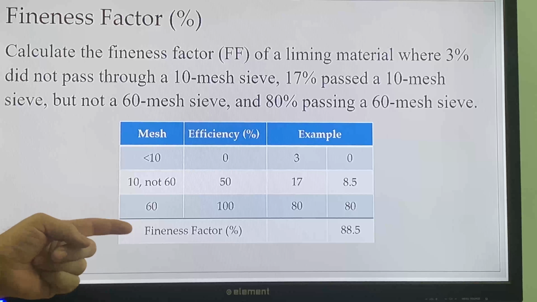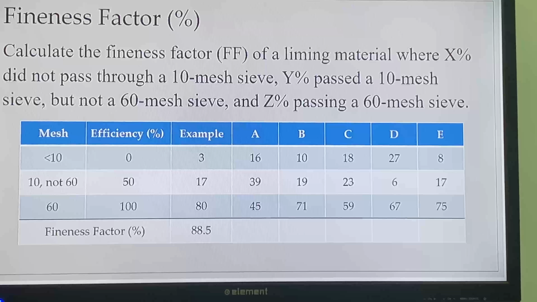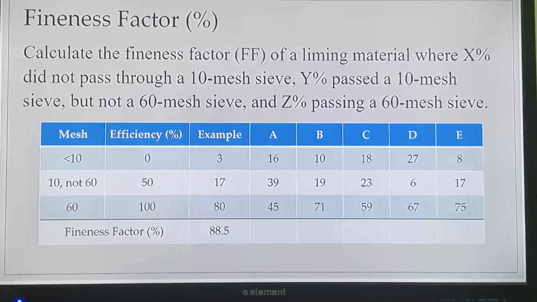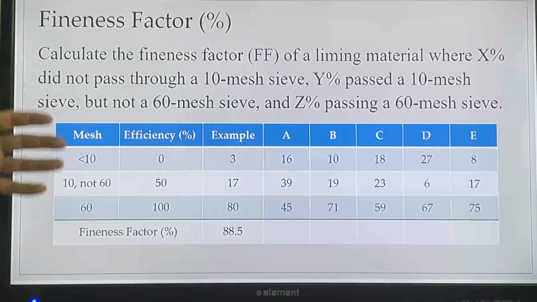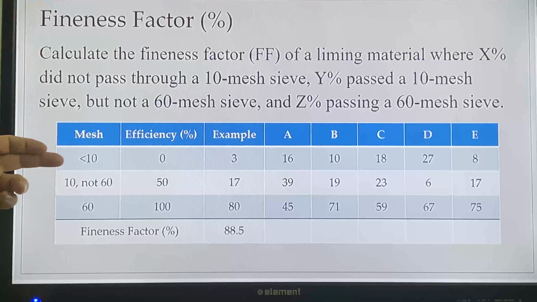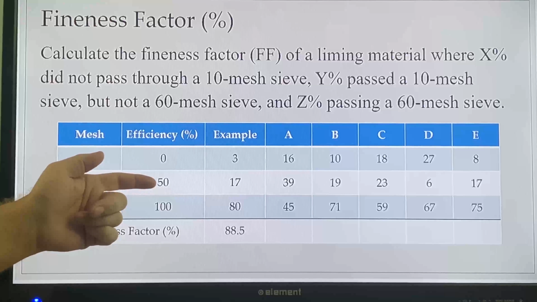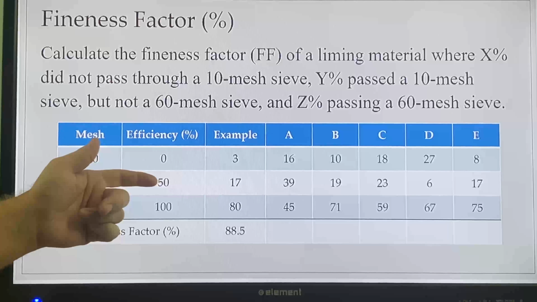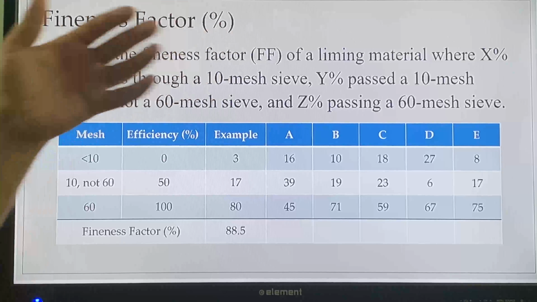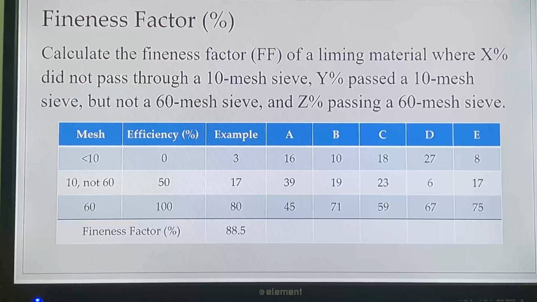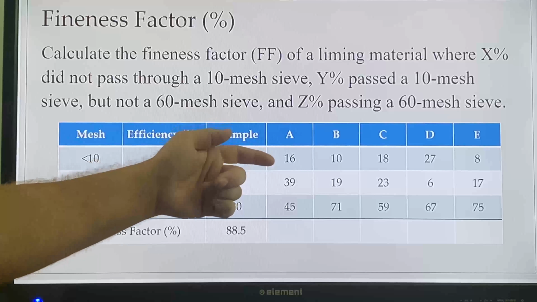But remember, what we need is the fineness factor plus the calcium carbonate equivalent. So I have given you a table where X% did not pass through a 10 mesh sieve, Y% actually passed through the 10 mesh but not the 60 mesh. That's going to have a 50% effectiveness. And then also for a certain percentage passing through the 60 mesh sieve. So we do not get a value for 16. None of this is reactive.